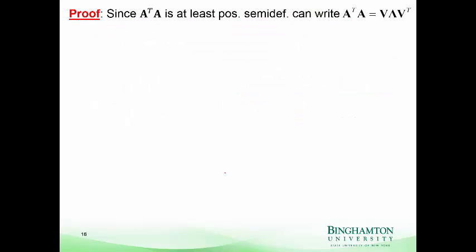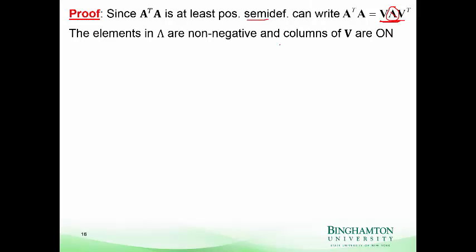Here's our proof. So A transpose A is at least positive semi-definite, so I can decompose it this way, V times lambda V transpose. That was our classic way of doing the eigenvalue decomposition. And since it's positive semi-definite, this is going to be square and diagonal, and the things down the diagonal will be, some of them will be positive, and maybe some of them will be zero. So the elements in lambda are non-negative. The columns of V are orthonormal.